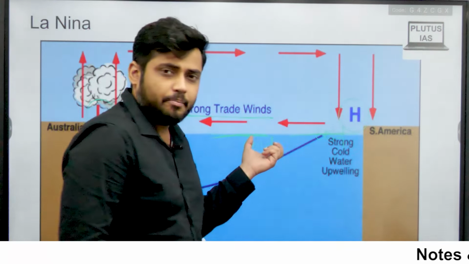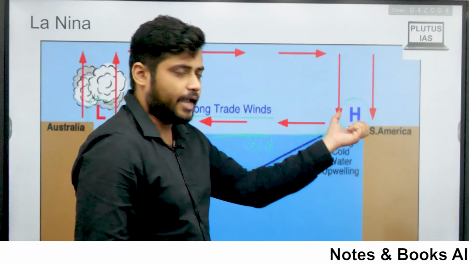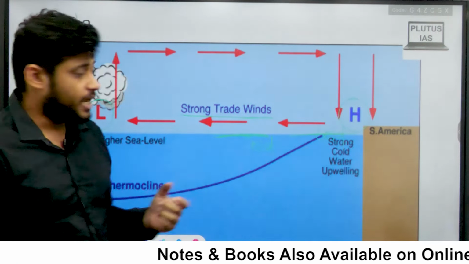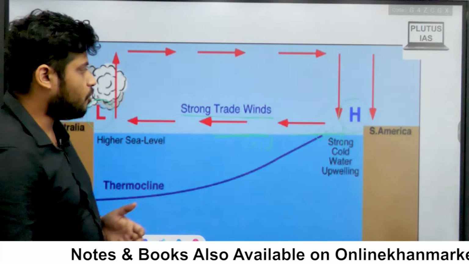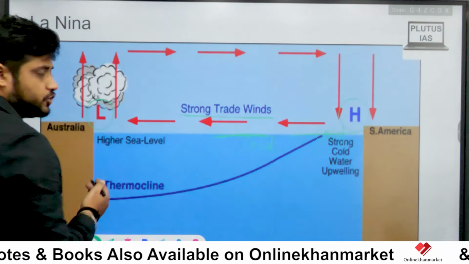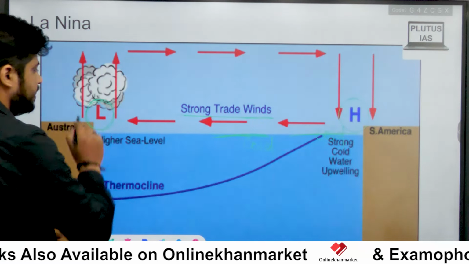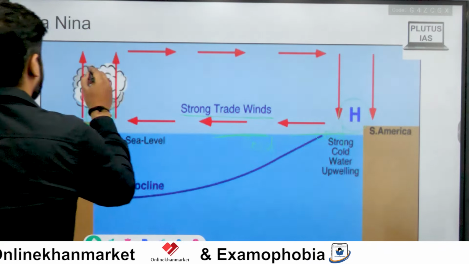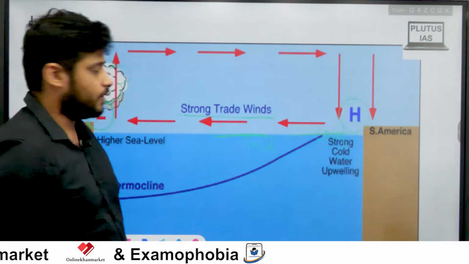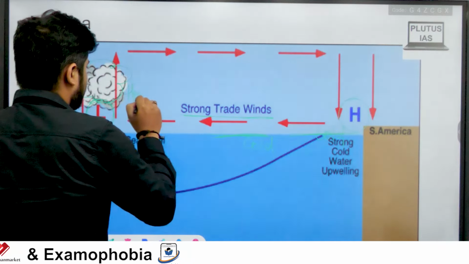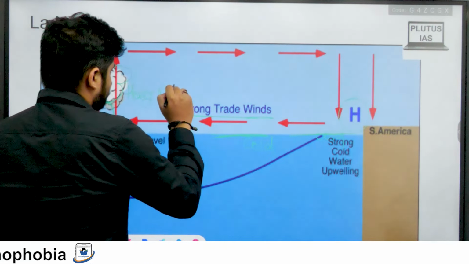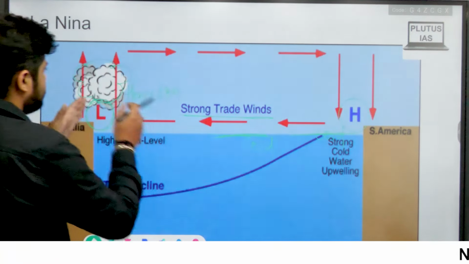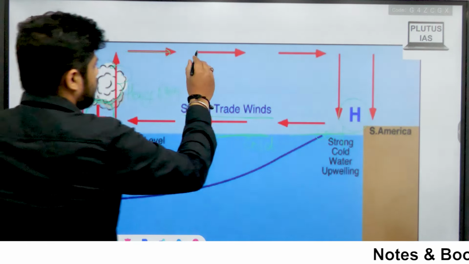So when the sea surface temperature decreases, the surface is cold and the high pressure intensifies. There is more pressure difference between the South American coast and the Australian coast, and the trade winds become stronger. There is intense low pressure here and the air rises over the low pressure areas. So clouds will form and there will be heavy rainfall. On the Australian coast, there is heavy rain. On the South American coast, the air is sinking. The air is rising here, and it will complete its Walker cell.